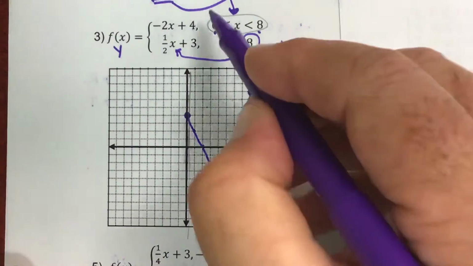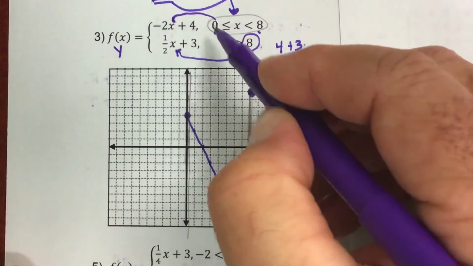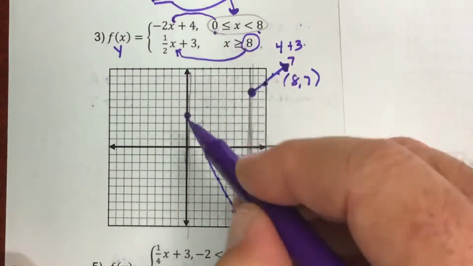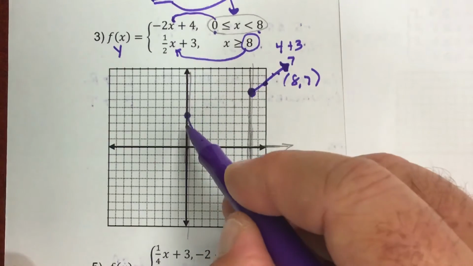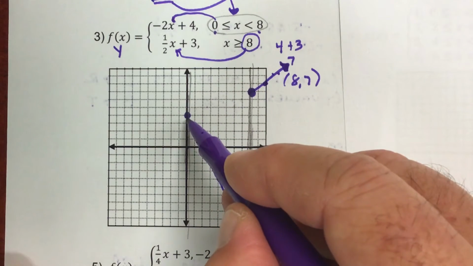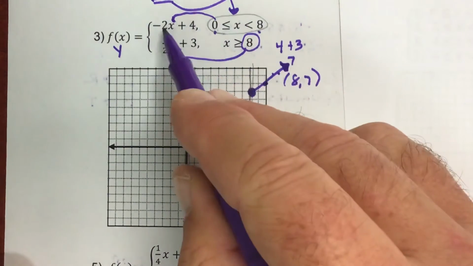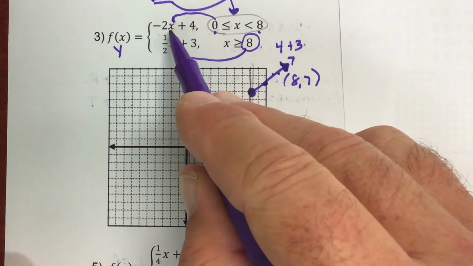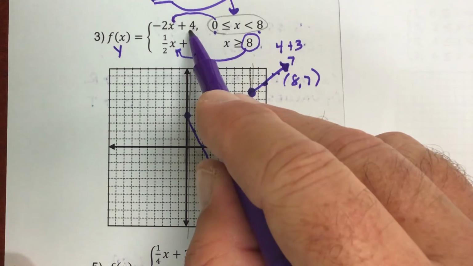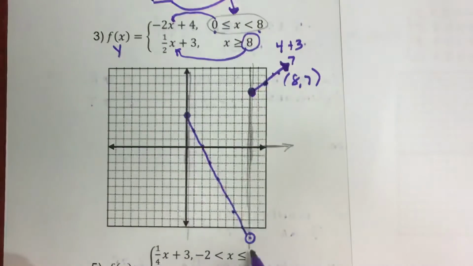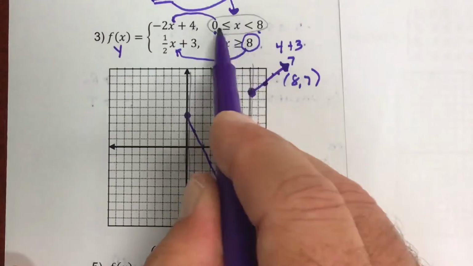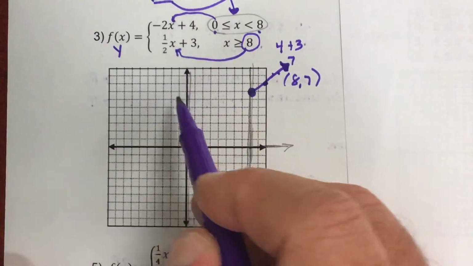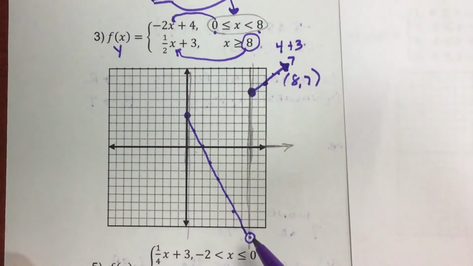I could have done this. I could have plugged 0 in. Negative 2 times 0 is 0 plus 4. That's why I put the point there. If I put 8 in here, negative 2 times 8 is negative 16, plus 4 is negative 12. That's what this point is. So you can always just plug these values in for x, find out what the y value is, and then plot those points. All right?